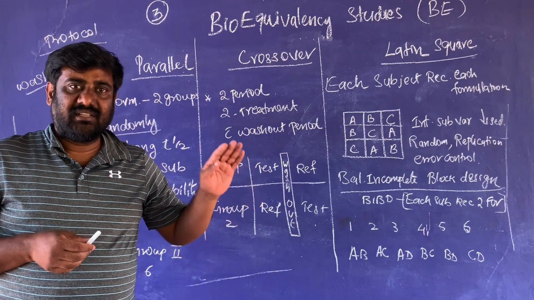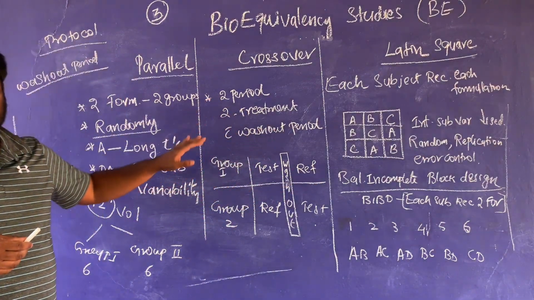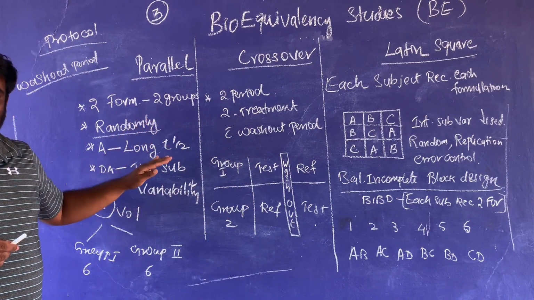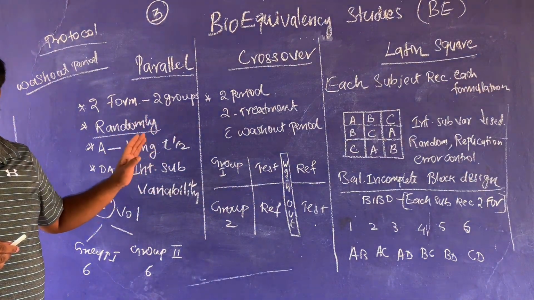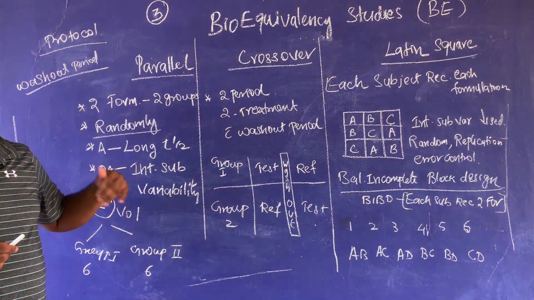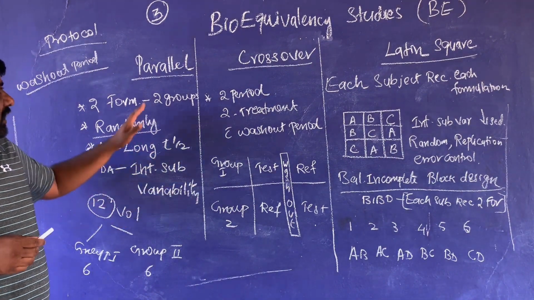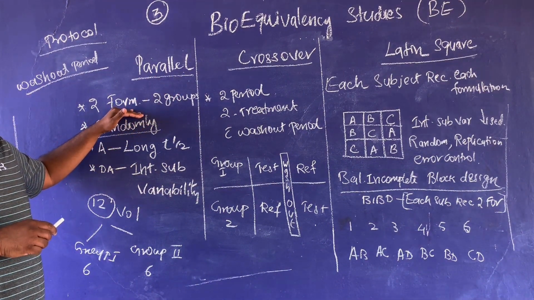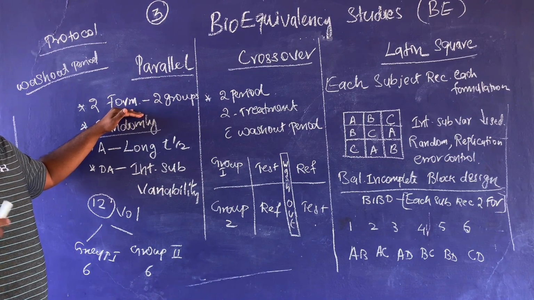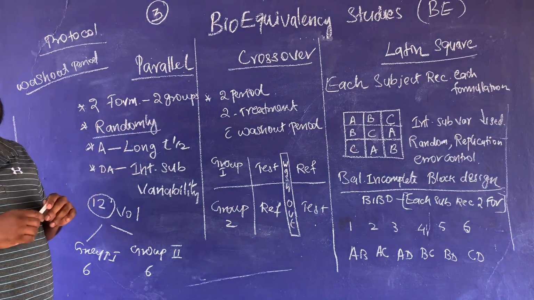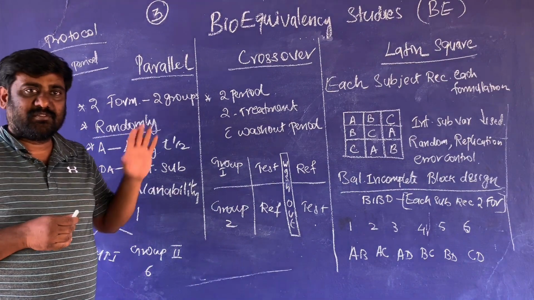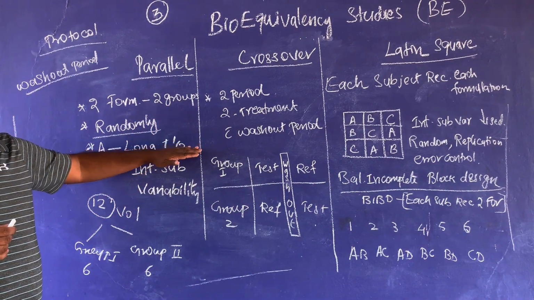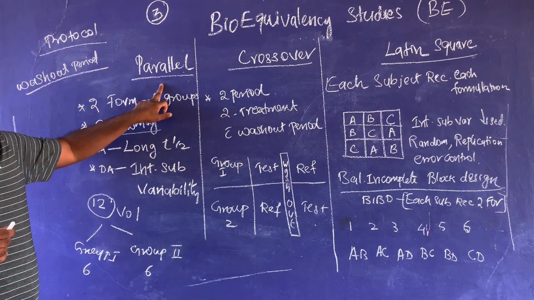After giving to those groups, the blood sample is collected from the 6 people, and the plasma concentration is checked, and AUC, Tmax, Cmax and whatever parameters we want to check are evaluated. This is called parallel because 6 people are given one formulation and another 6 people are given another formulation. So parallelly this study is done.